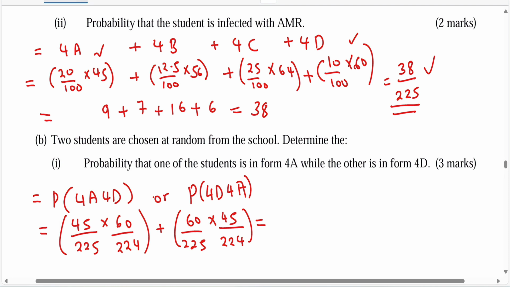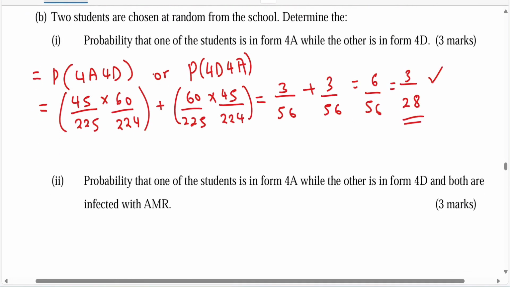So 45 over 225 times 60 over 224. It gives you 3 over 56. 3 over 56. Na hii pia hiyo nyingine pia itakupa 3 over 56. So at the end of the day itakupa 6 over 56, which, if you simplify, 6 over 56 ni 3 over 28. So 3 over 28. So 45 over 225 and 60 over 224, just confirm it, 3 over 56. So that is your answer. 3 marks zingine za bure.